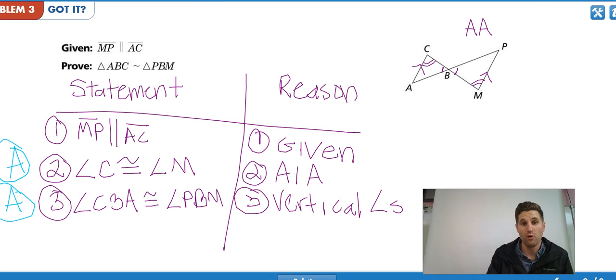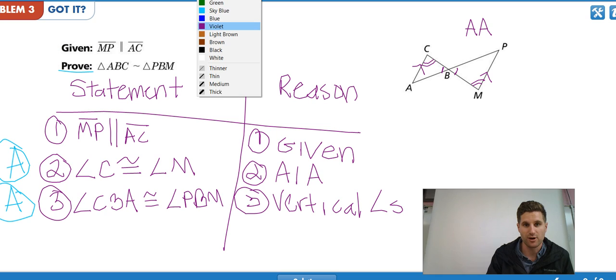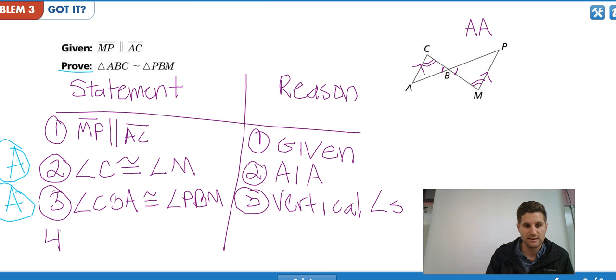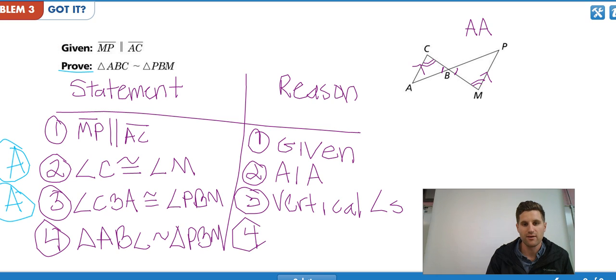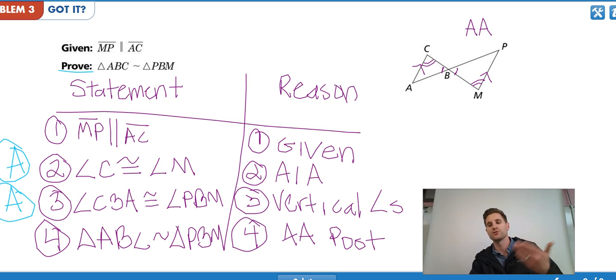Once we've proven both A's, we can go ahead and write in our prove statement. And let's go back to our original. And we can just say triangle ABC is similar to triangle PBM. And why? We would say angle, angle postulate. Okay, or we could say angle, angle similarity would work as well.